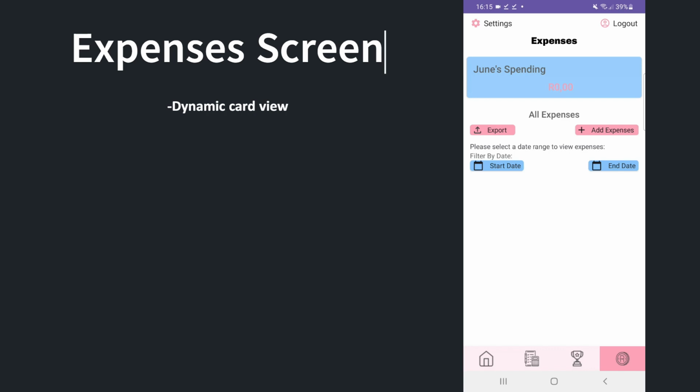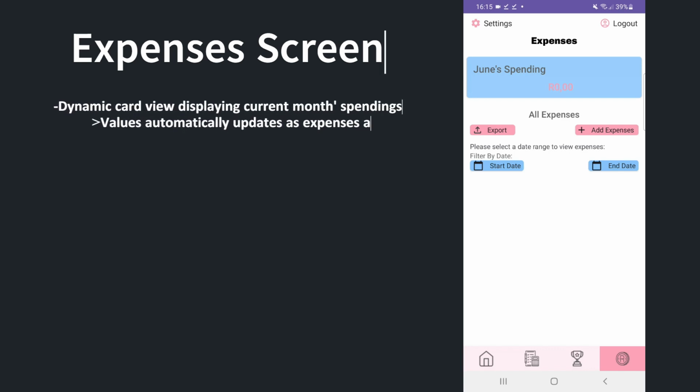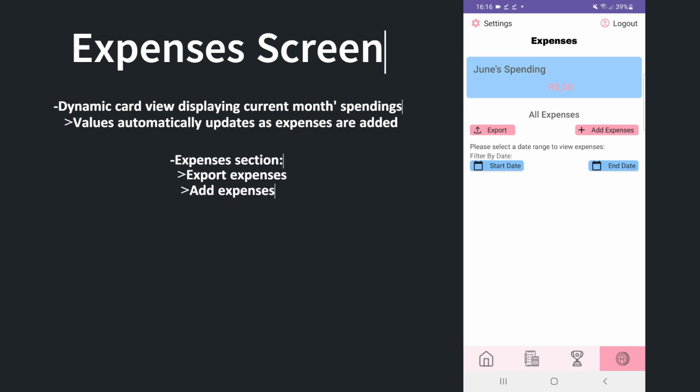On the expenses page, users are greeted with a dynamic card at the top that displays the total spending for the current month. This value automatically updates as expenses are added, and the month name will automatically change according to the month we are in. Below that, you'll find an expense section. On the left is a button to export the expenses, and on the right is the Add Expenses button. Just underneath that is the date range filter to help users view expenses within a specified time period.